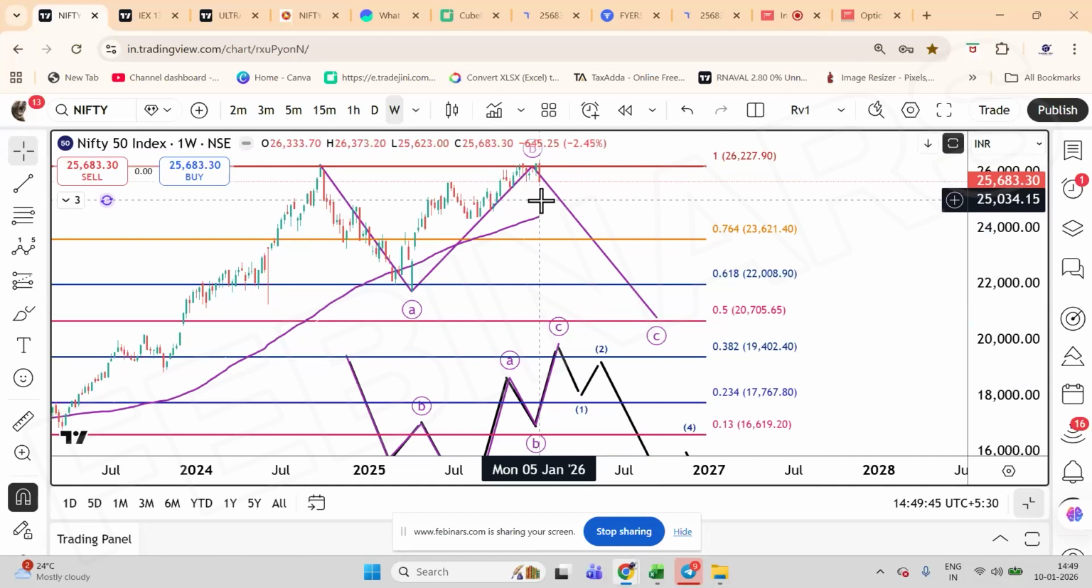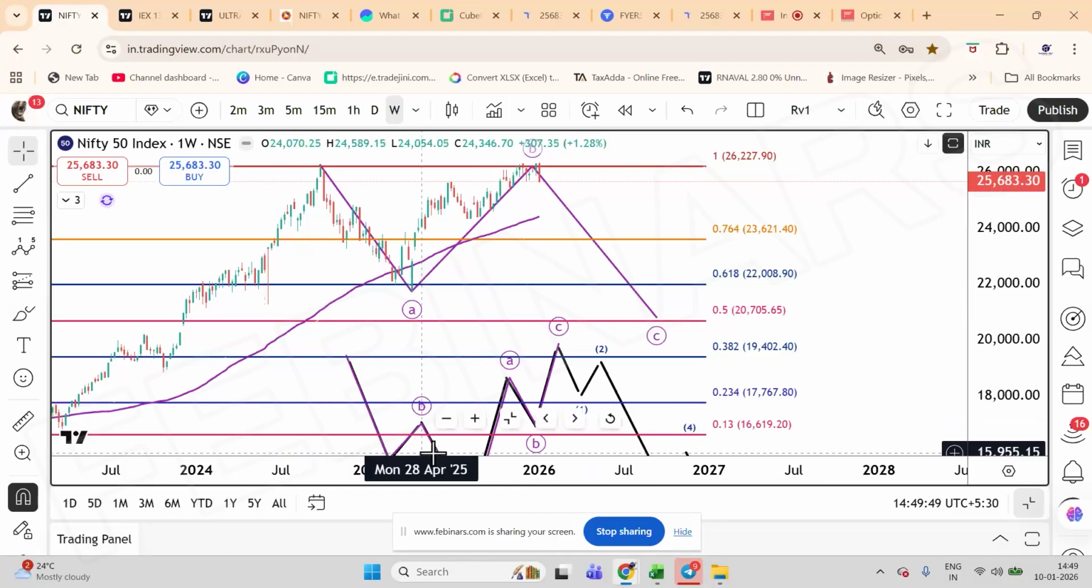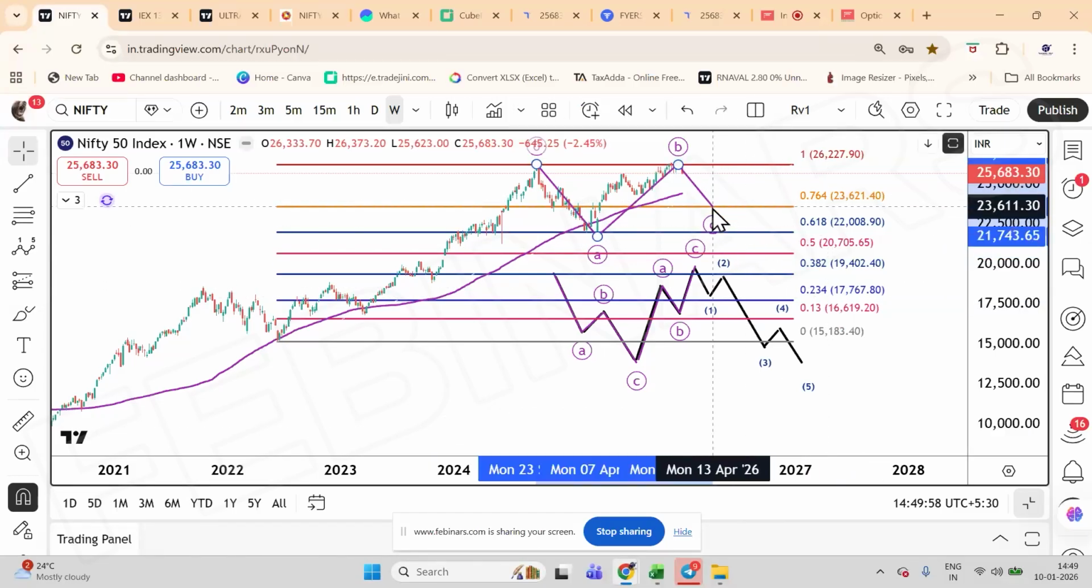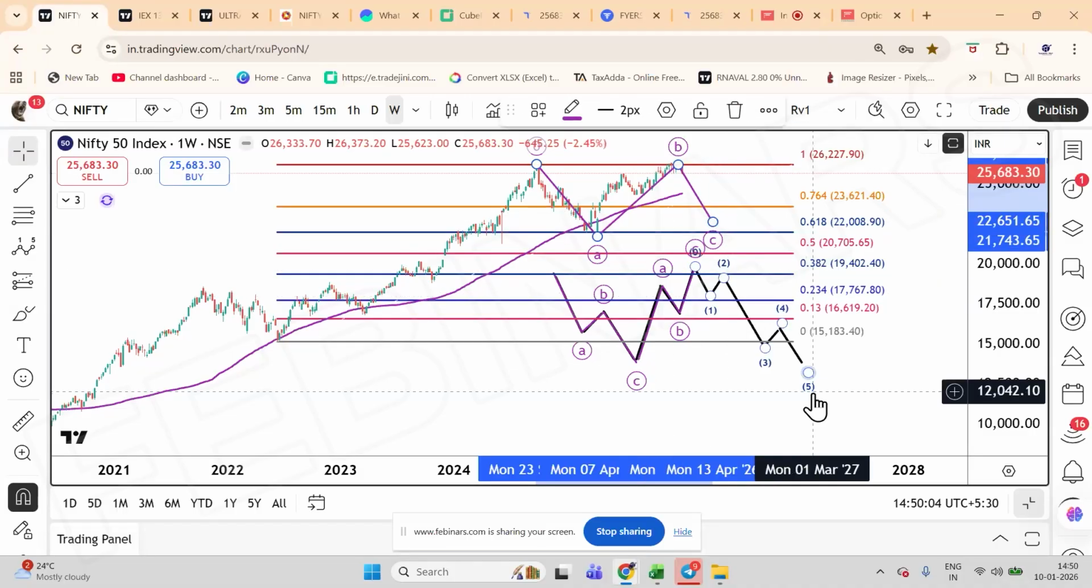26,373 is the high. 100 points we have missed the high. The pattern seems to be like this. In the overall structure, this is what we call a flat correction. Even if it's a flat or irregular, it can end here at 23,600 or somewhere in between, and it can end flat until this 5 wave decline is completed.